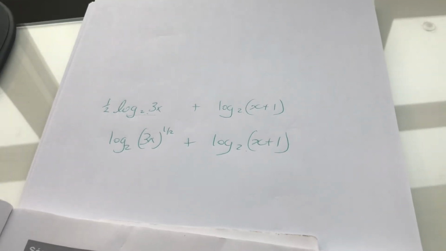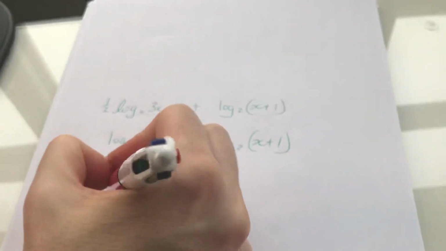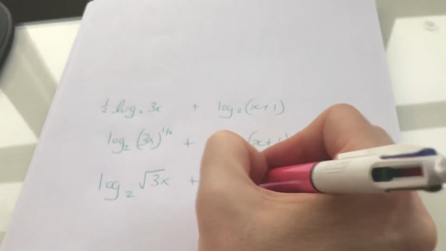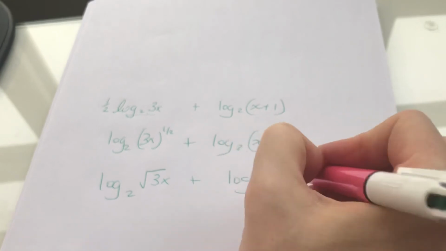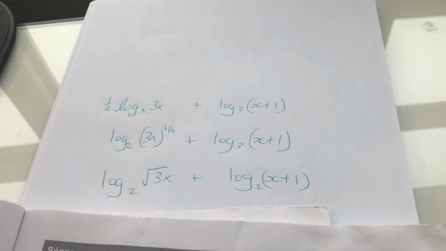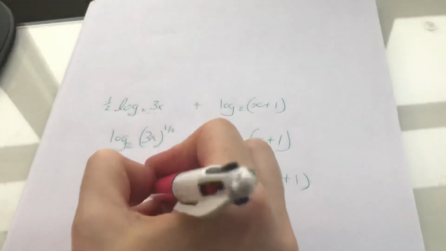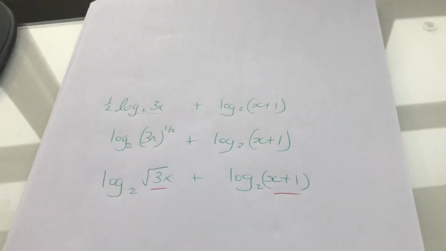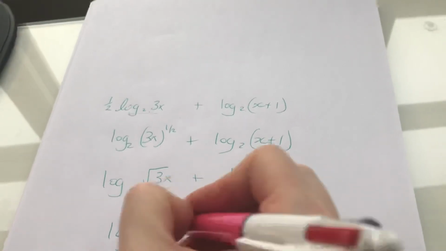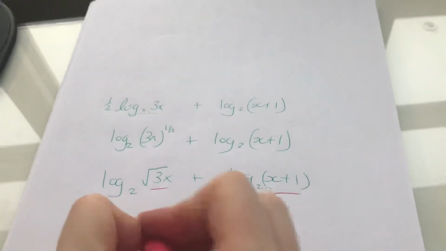Okay, and now what can I do? Well, the power of a half is the same as the square root. Now I think I can apply this rule, which says I can multiply these two things here. And I think that's as simple as this will get. Root 3x times x plus 1 in the base 2.